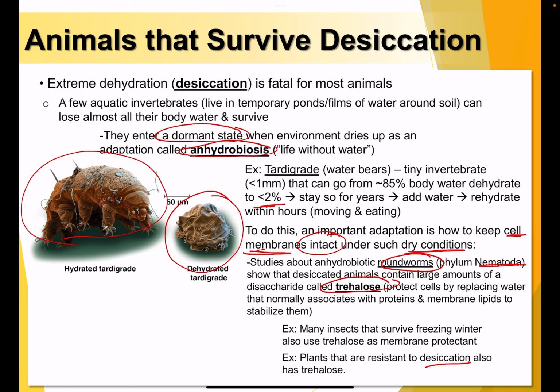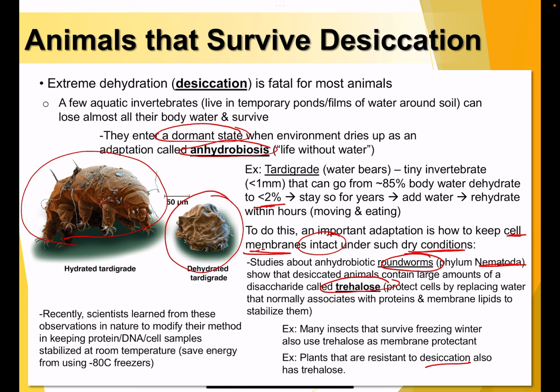So there's something cool about this particular disaccharide that allows it to protect important macromolecules like proteins and DNA, probably. Hence, recently, scientists learned from these observations of nature, because we always do that. We humans love to learn and observe our environments. Whatever's interesting, we take it and copy it and see what we can use it for, and sometimes even make it better.